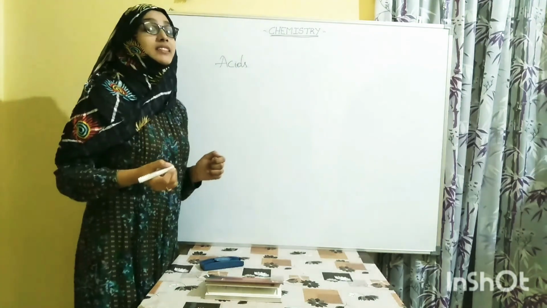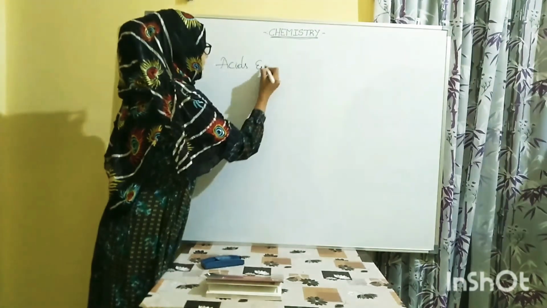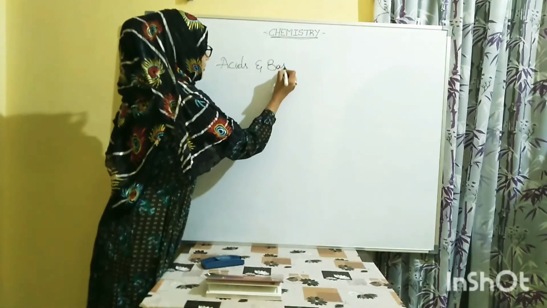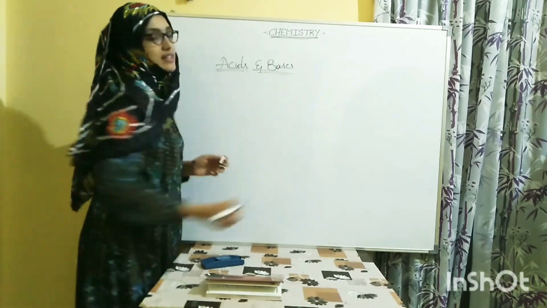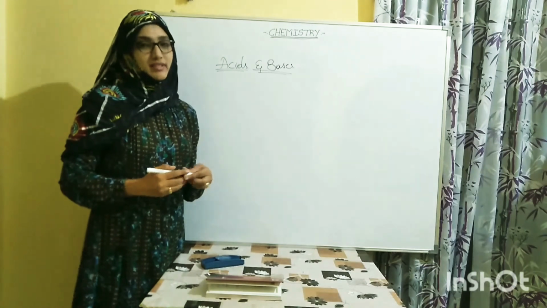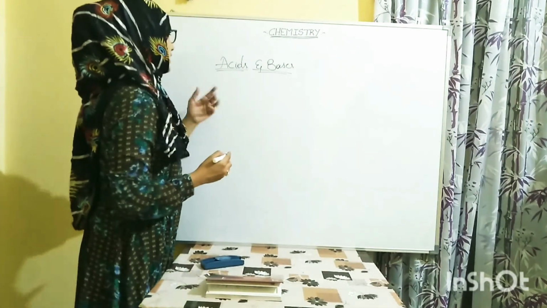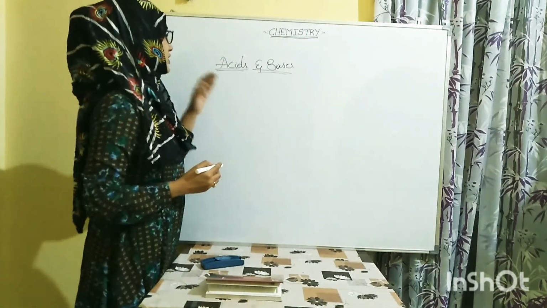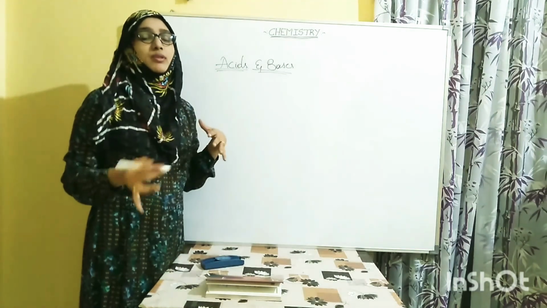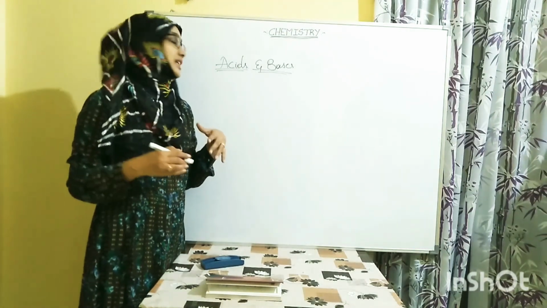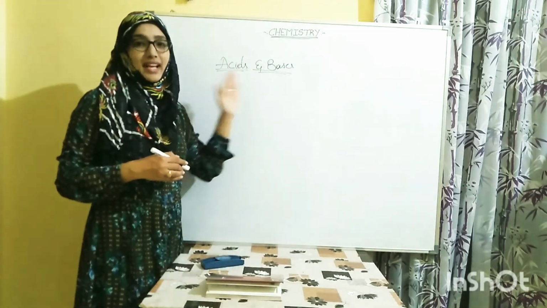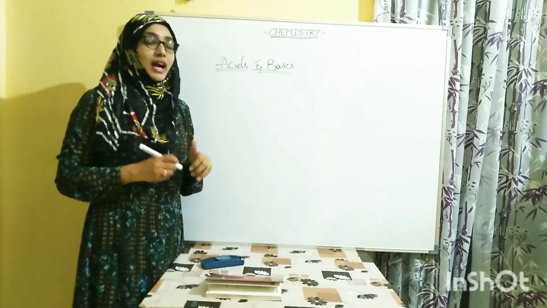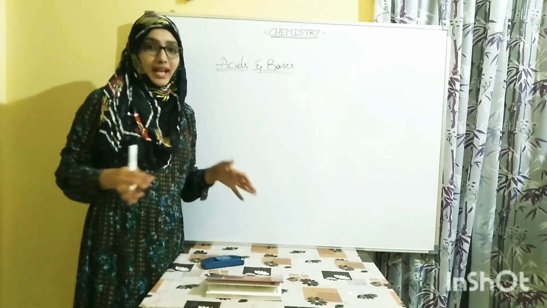And the bitter one? Exactly. They are bases. So today we are going to deal with acids and bases and their reactions. So first of all, before going to their reaction, we will get to know how we can detect the acids and bases.